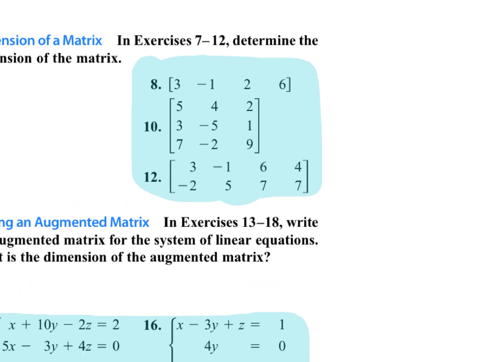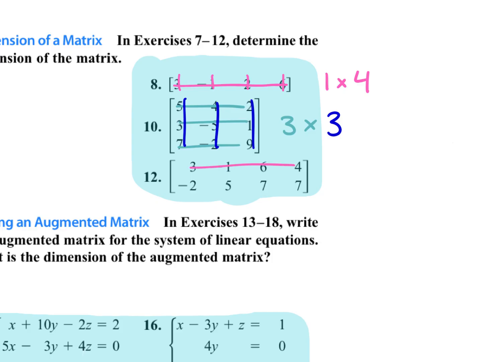How many rows do we have in 8? 1 row. And how many columns? 4 columns. So it'd be a 1 by 4. What about for 10? How many rows do we have? 3 rows, and how many columns? 3. So 3 by 3. And then for 12, how many rows? 2 rows, and how many columns? 4 columns, so 2 by 4.